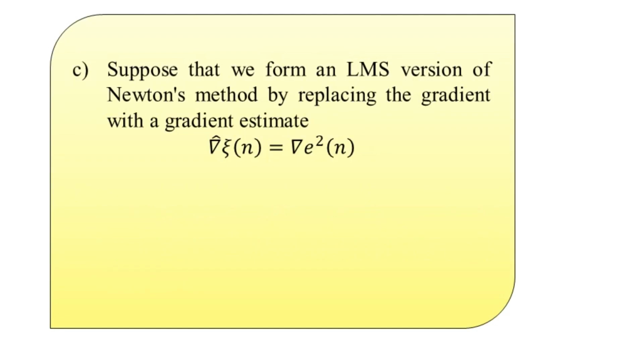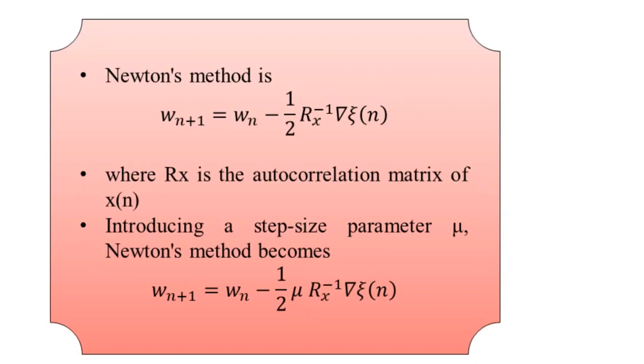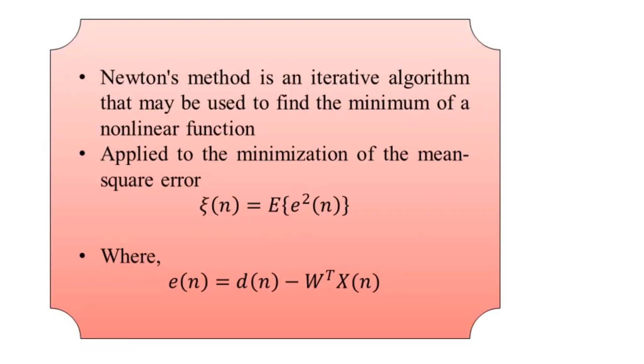We get back to the details we have here. The problem statement starts with Newton's method. Newton's method, as an iterative algorithm, is utilized here for finding the minimum of a nonlinear function, and it has been applied for minimization of the mean square error. We know that the mean square error is the expected value of the mod square of the error signal e of n.